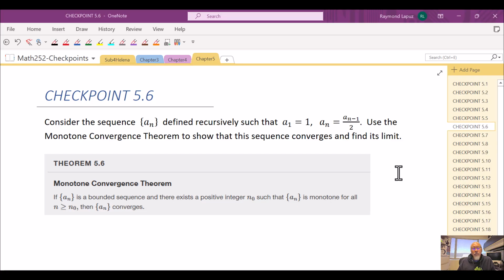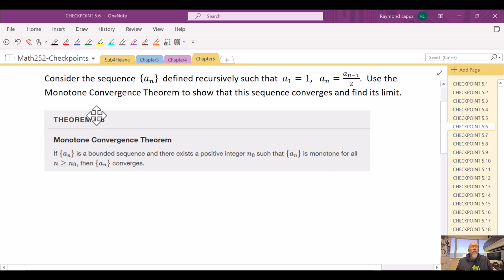This is coming from section 5.1. It says to consider the sequence a sub n defined recursively such that a sub 1 is equal to 1, a sub n is equal to a sub n minus 1 over 2, and then use the monotone convergence theorem to show that the sequence converges and find its limit.